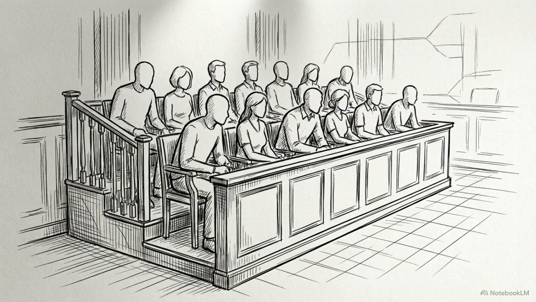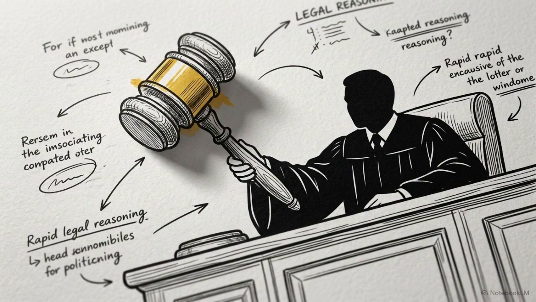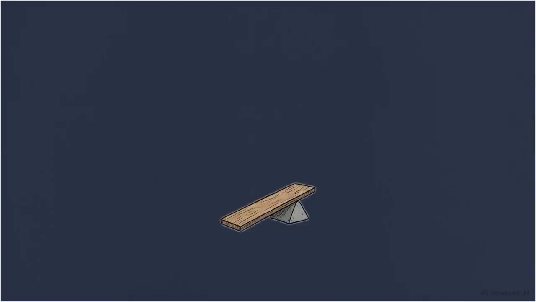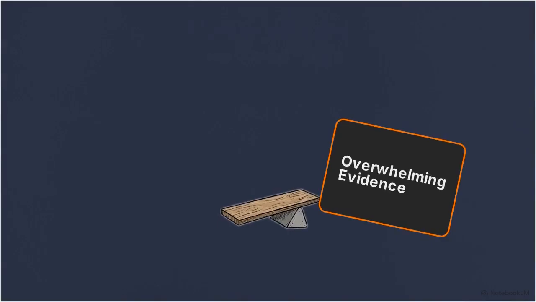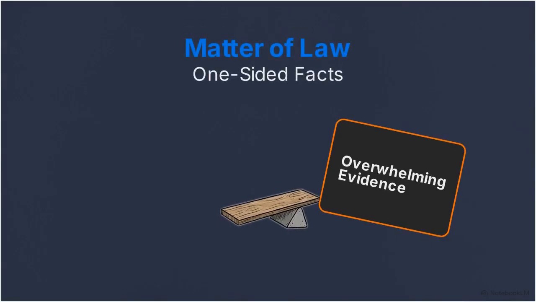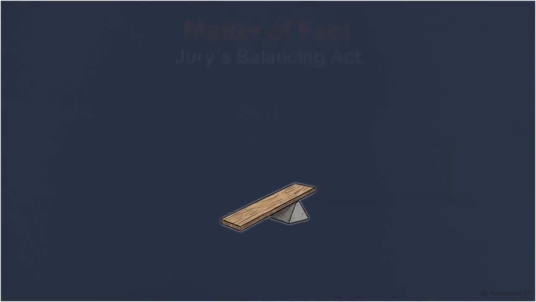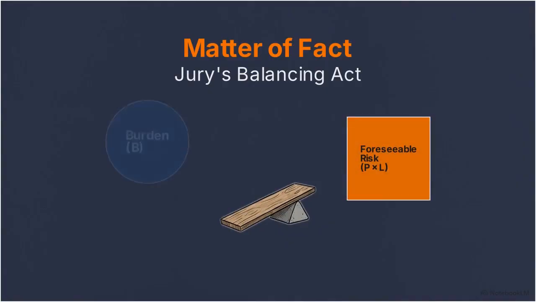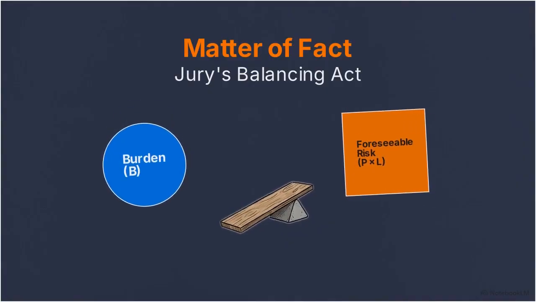The determination of whether conduct was unreasonable is almost always a matter of fact decided by a jury. A judge will rule on a breach as a matter of law only if the facts are so one-sided that reasonable minds could not possibly disagree. Determining a breach requires an objective balancing of foreseeable risk against the practical burdens of prevention.